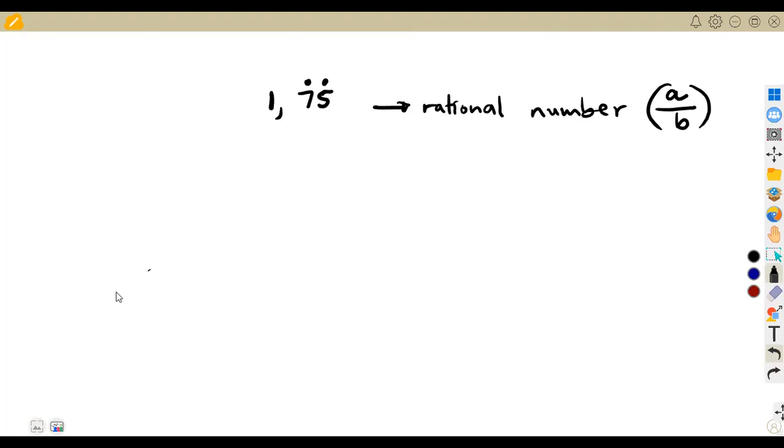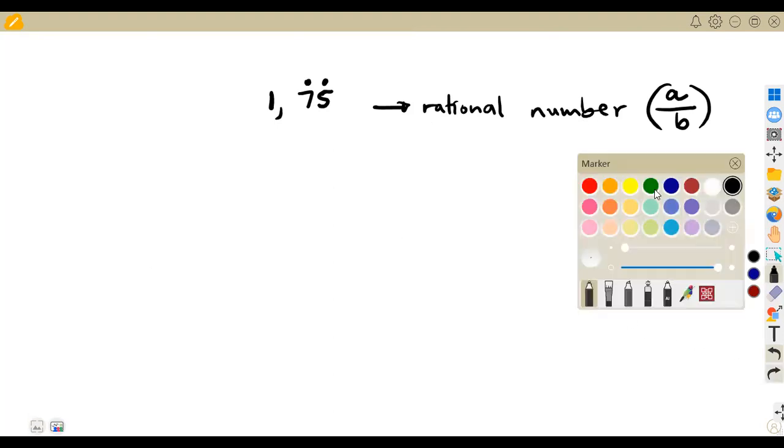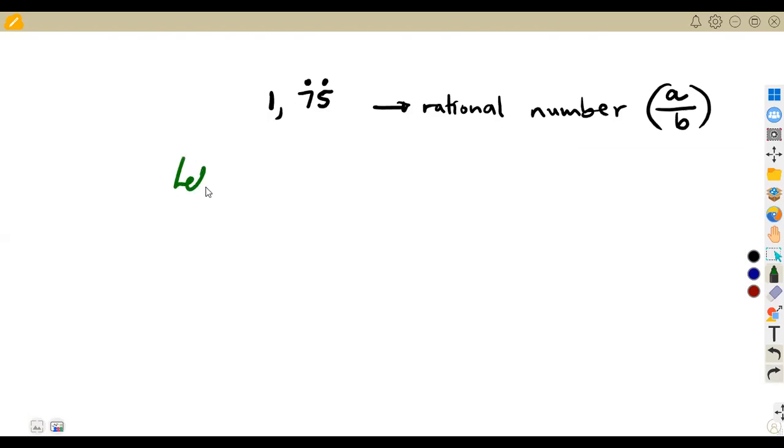So how can we do that? All right, like I said, the first thing you're going to do is introduce x. Let x be that recurring decimal, which is 1,75, where this part is repeating, 7 and 5. The part that has the dot is the one that is repeating. So there's 7 and 5, and you're going to have another 7, 5, another 7, 5, and so on, guys. This is what you're going to have.